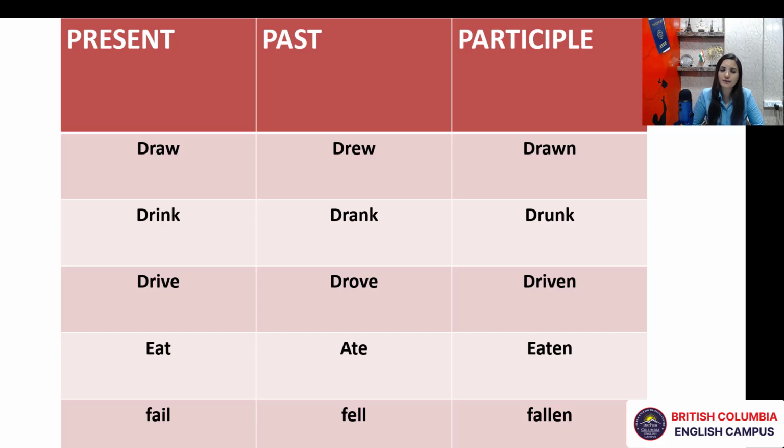And the past form of this word is fell. It is fell. I fell on the floor. I repeat, I fell on the floor. And the participle form of this verb is fallen. It is fallen. I had fallen from the building's terrace. I repeat, I had fallen from the building's terrace.